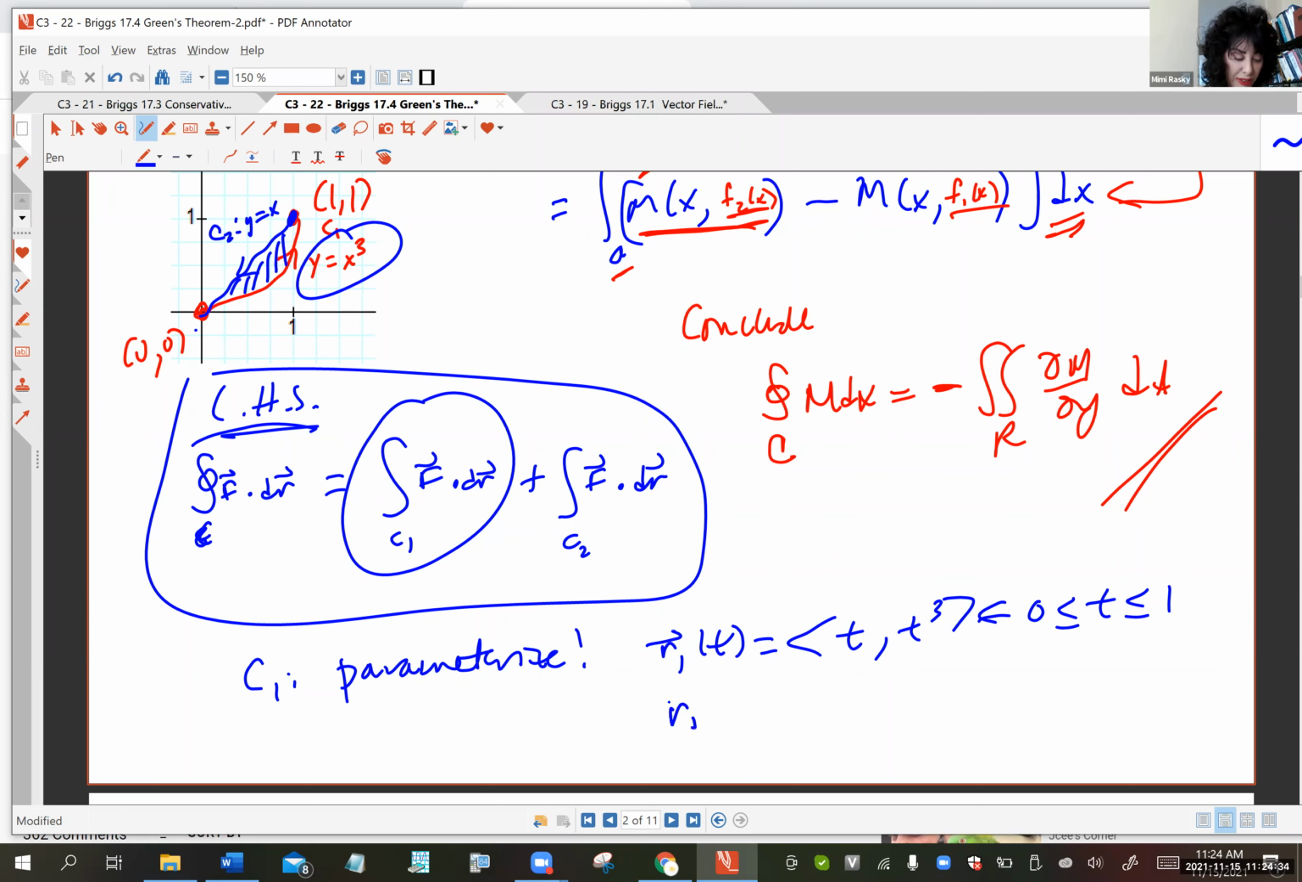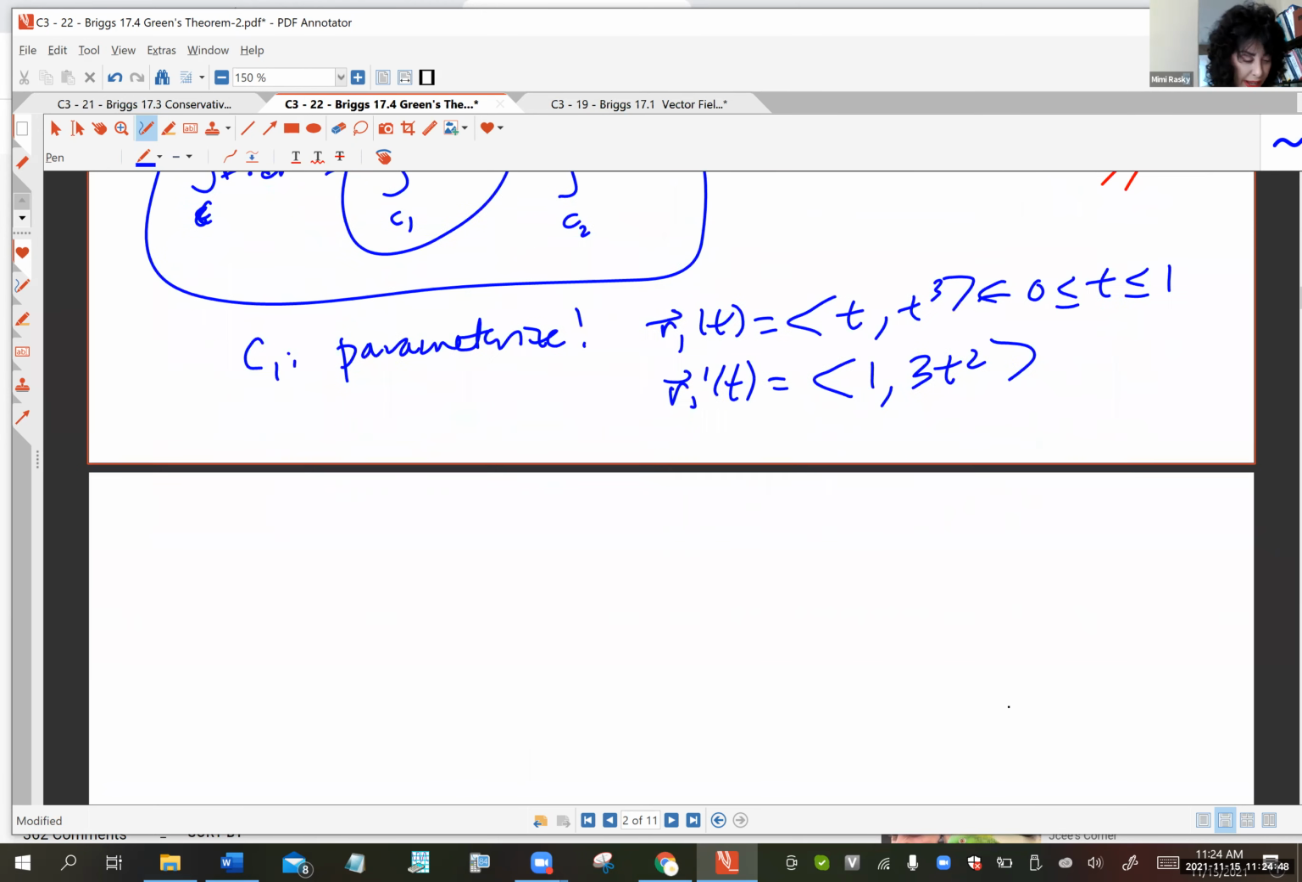Fantastic. We're going to have to get the velocity vector r1 prime because when you do one of these line integrals brute force, you have to get the dr, the r prime. That's easy. So we got 1, 3t squared. Now the C1 integral of F dot dr becomes a regular integral, time going from 0 to 1 second. We're going to have to take a dot product here.